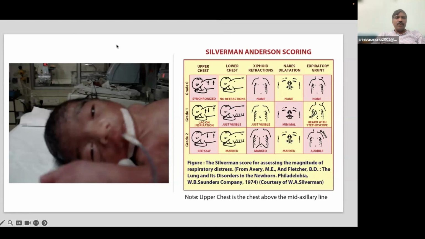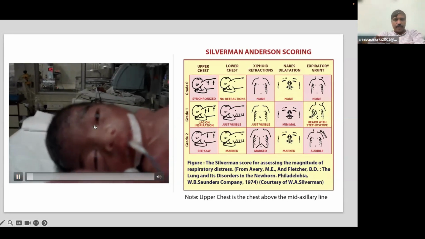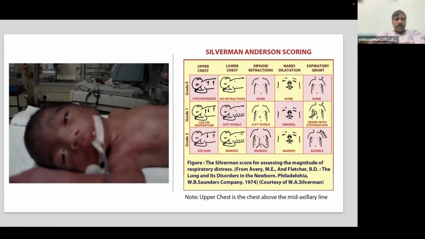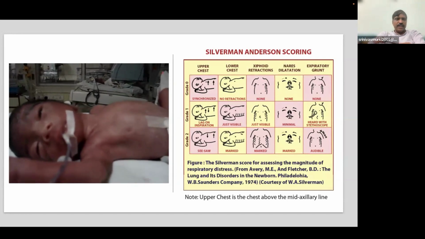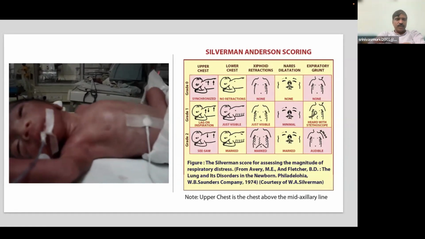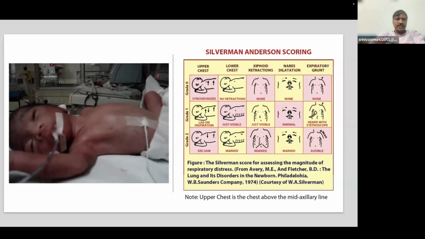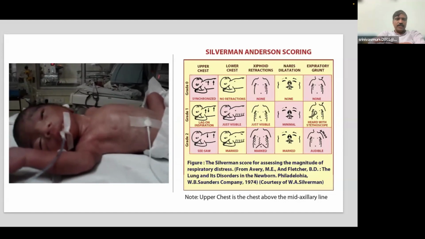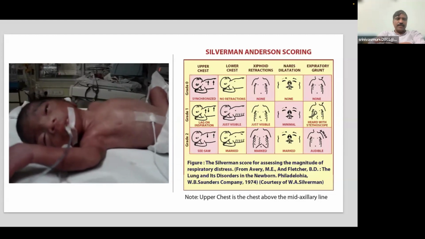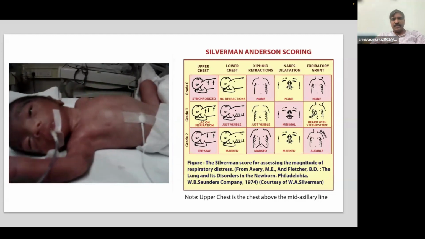So maybe you can do the scoring for this baby and put it in the chat box. What is the score for this baby? I'm sure all of you can see the video. Look at the nasal flaring here, and the grunt. Look at the upper chest. Look at the lower chest and sternal retraction. So grunt, nasal flaring, upper chest, lower chest, and xiphoid.